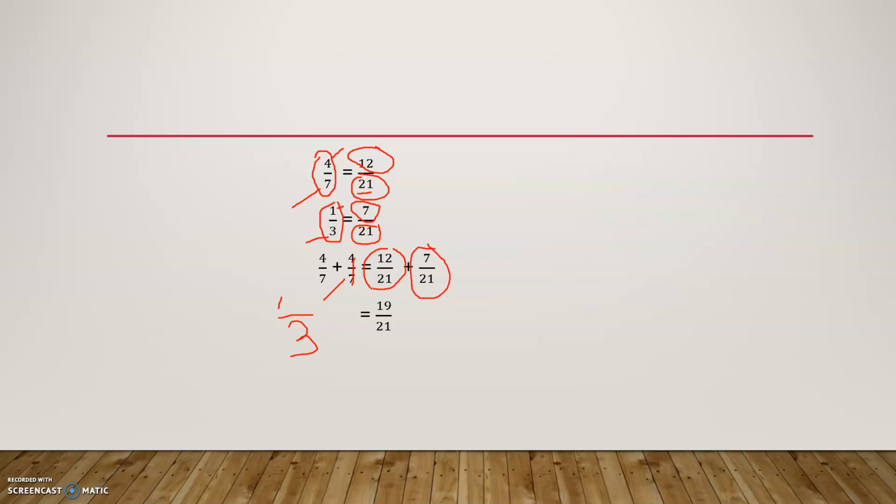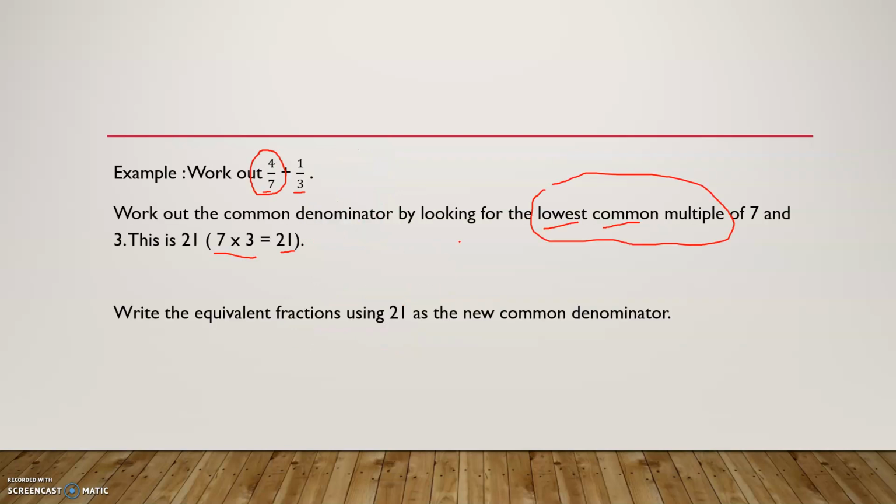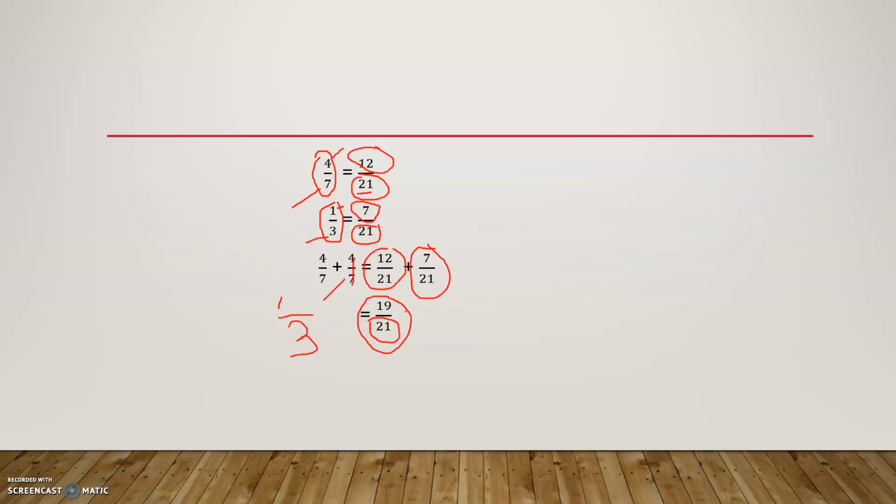Now, if you look at the denominator, which is 21, the same number, so we can take it as a common denominator. Since the denominator is the same, we can add these two numbers together. So that will be 12 add 7, which is 19. And this is our answer. So 19 over 21. So the question was 4 over 7 plus 1/3, and the answer is 19 over 21.